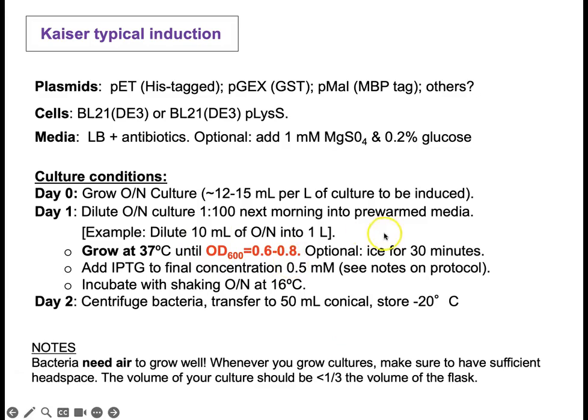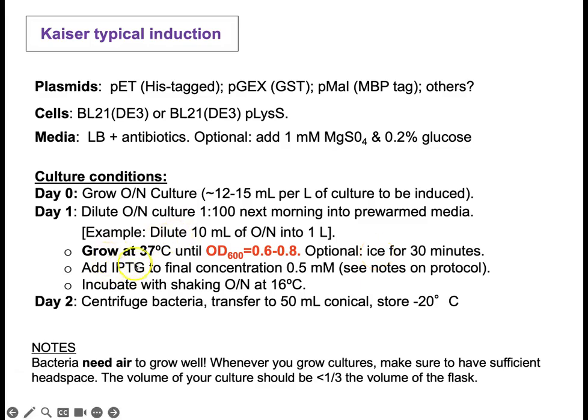There's an optional choice of putting that culture on ice for 30 minutes, and I think a few things happen. One is I think you just slow everything down, like the transcription and the translation. There may also be a feature of inducing a stress response in the bacteria that can include chaperones that may help protein folding. So this is an optional step, and lately I haven't been using it, but traditionally I did use a 30-minute ice step.